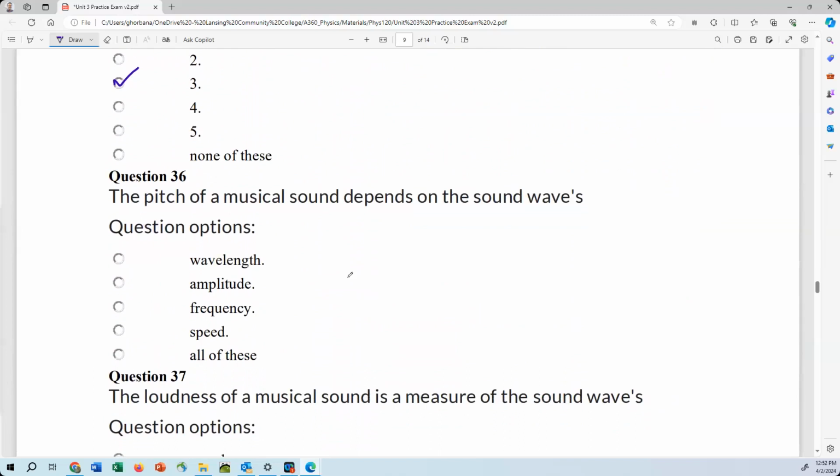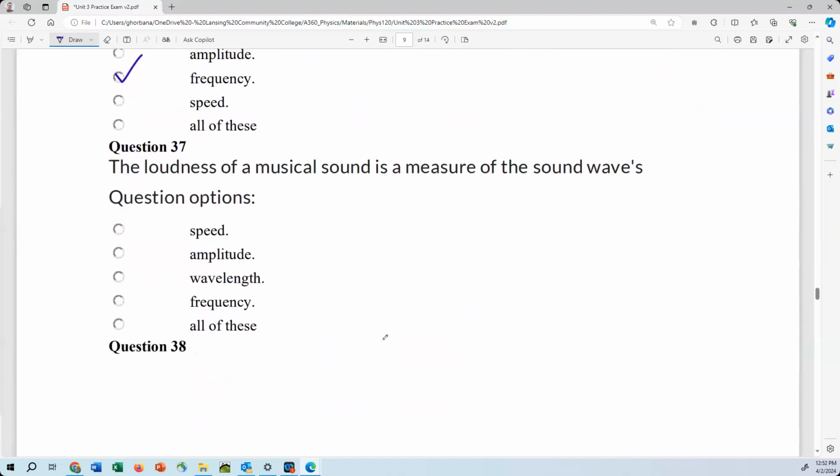So 36, the pitch of a musical sound, I said, is related to the frequency. So pitch and frequency are related. They are the same thing, representing the same thing. So the loudness of a musical sound is a measure of what of the sound wave? The loudness is the amplitude. The loudness is related to the amplitude, not the speed, not the wavelengths, not the frequency, because speed is frequency multiplied by wavelength. So the amplitude represents the loudness. The bigger the amplitude, the bigger the loudness.